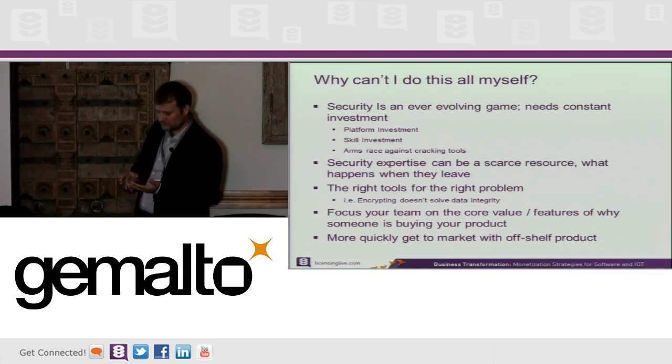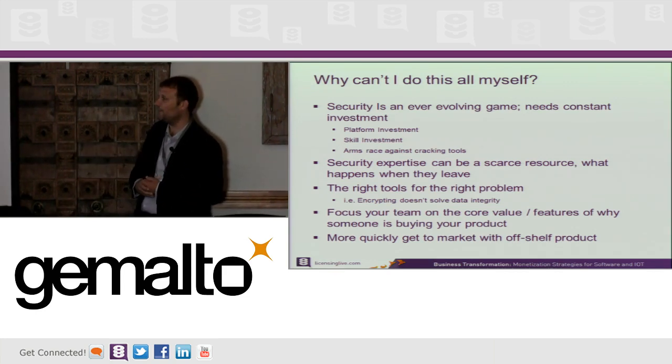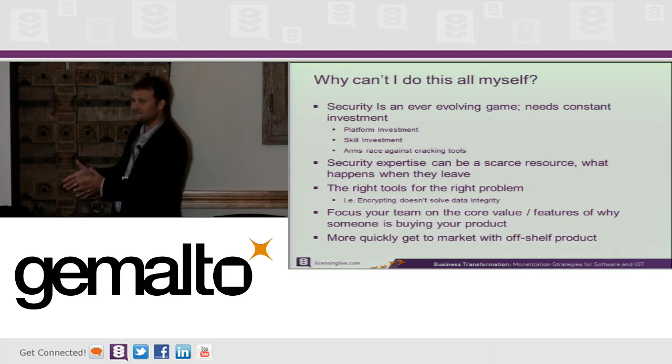However, there's 5 points and 2 that I really want to stress. The first is security is really an ever-changing game. It's always evolving, so it's all about investment. How much do you want to invest? And it's not a today investment, it's an ongoing investment. And it's an investment not just in technology, not just the platform. It's also a skill set investment. You need to continually train your teams to become security experts. Every year, as we all read the news, it's an arms race against cracking tools. There are new threats every year. Every 3 months, there's a new exploit, a new patch, a new way to get around. You have to always be monitoring and reacting. So do you want to focus and invest a team just to do that?